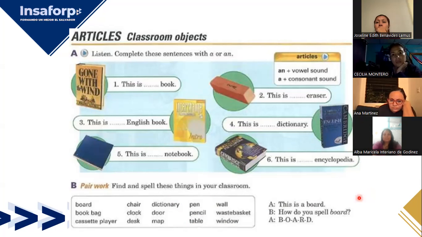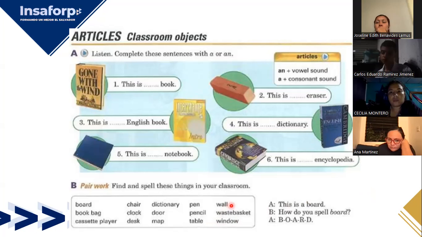Alba Maricela, hello, over there. Help me with this one. This is a wall. A wall, okay. How do you spell wall? W-A-L-L. Okay, thank you.